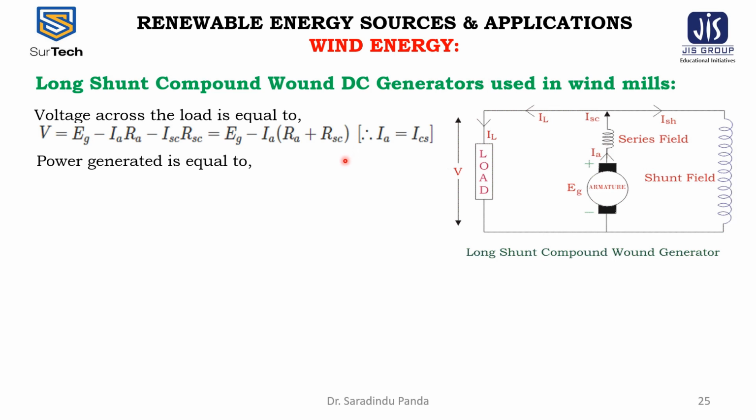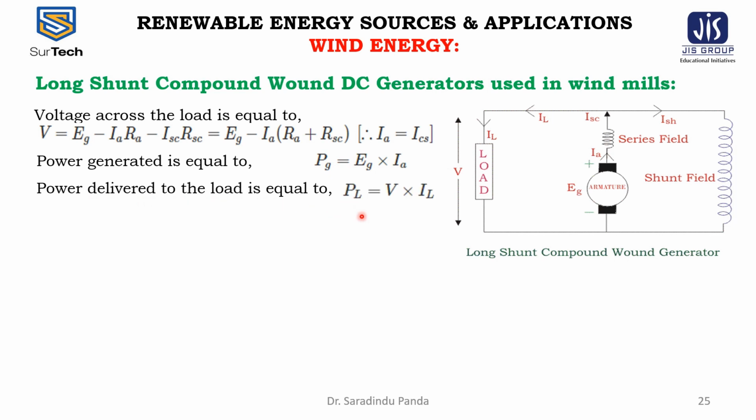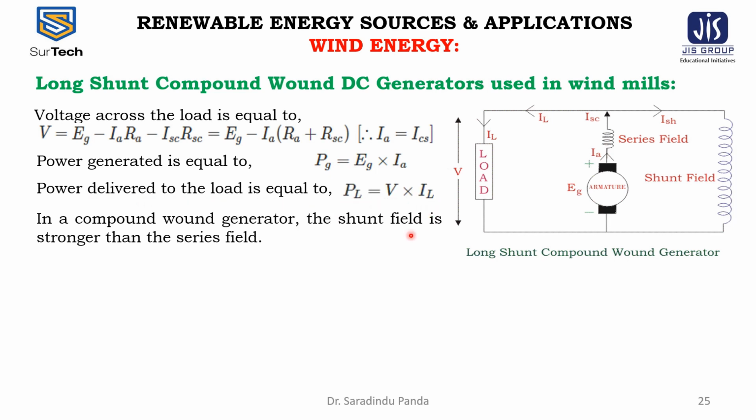So now the power generated is PG equal to EG cross IA, and the power delivered to the load is PL equal to V cross IL.